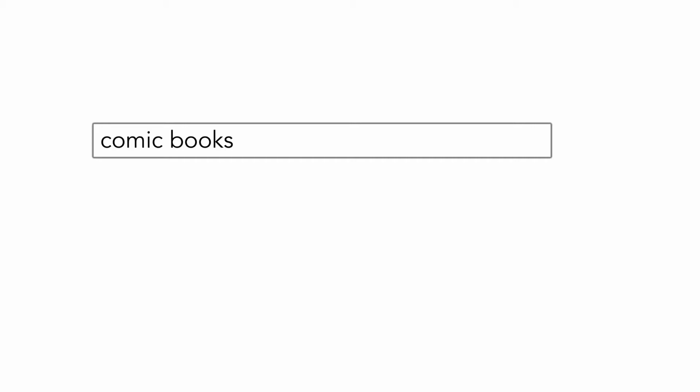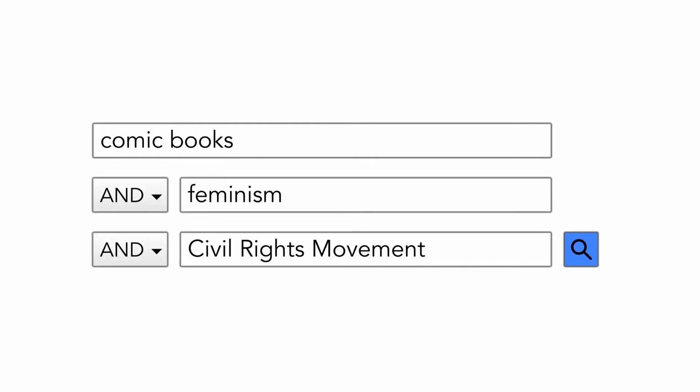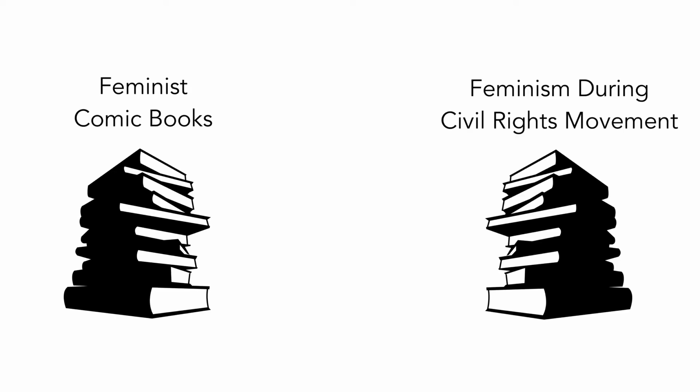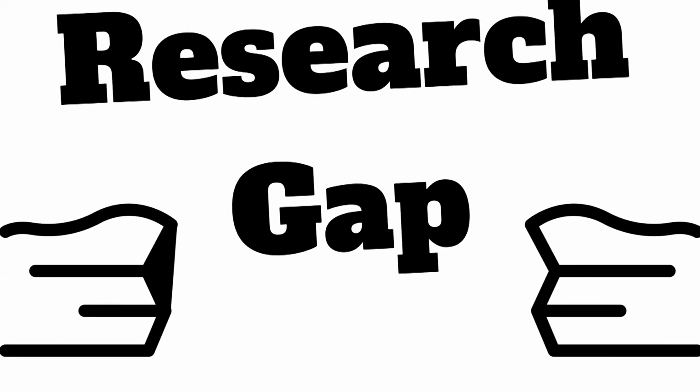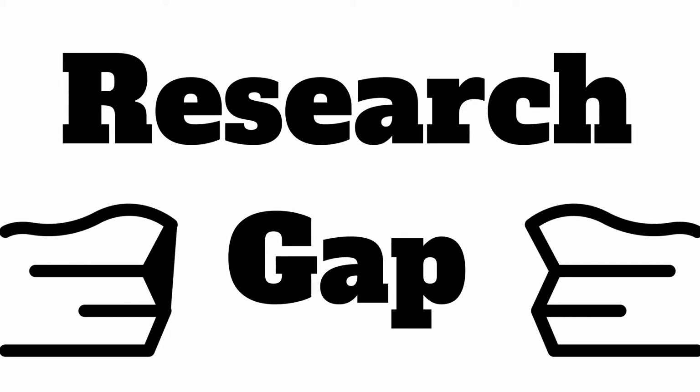Suppose that a researcher is searching for academic articles about comic books and feminism during the civil rights movement, but can't seem to find any that connect all of these topics. After searching multiple databases, they find several articles about feminist comic books and others about feminism during the civil rights movement, but none that put these topics in conversation with each other. The researcher has identified a research gap, or in other words, a research topic which has not been addressed.